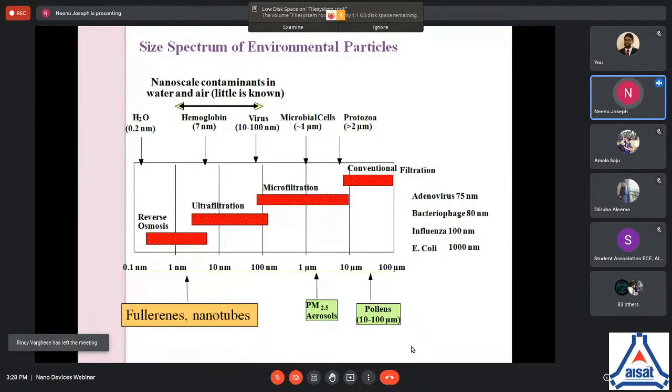The size spectrum of environmental particles. Here, the nanoscale contaminants in water and air. The sizes are given: H2O particle 0.2 nanometer, hemoglobin is around 7 nanometer, virus is 10 to 100 nanometer, microbial cells per micrometer, protozoa greater than 2 micrometer, likewise. And here fullerenes and nanotubes are around 1 nanometer to 10 nanometer in size.